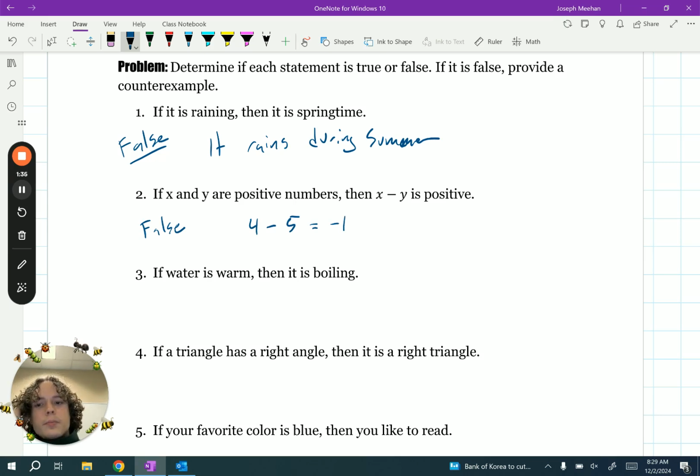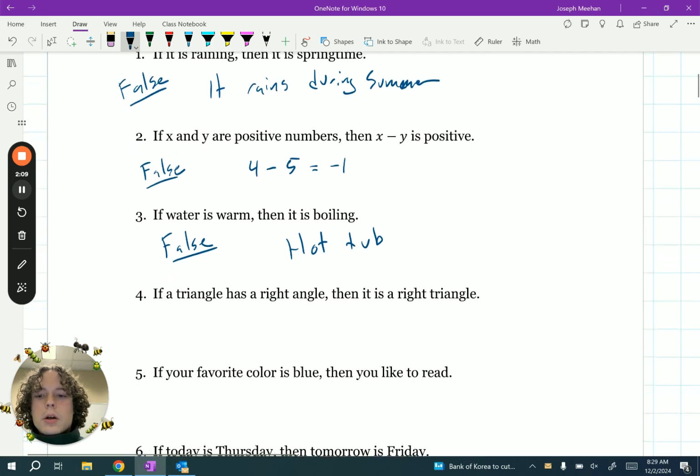So that is false. All right, if water is warm, then it is boiling. I think in order to be boiling, you have to be like 212 degrees Fahrenheit. And there's a lot of examples for this, right? This is definitely false. Hot tubs, bath water, showers, tea or coffee, those aren't boiling, but they're pretty warm. So I'm going to write false. And my example is going to be a hot tub.